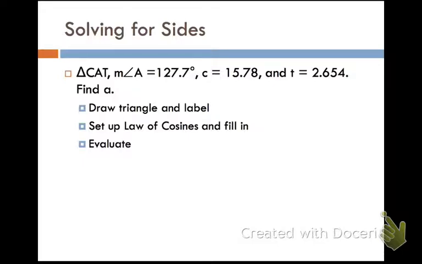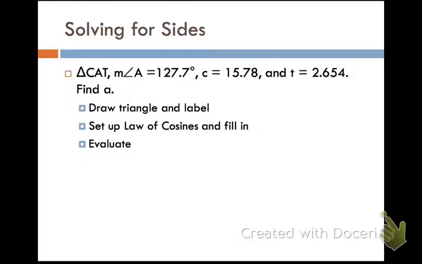And so let's go through an example. Hit pause if you want to jot this down, and then press play when you're ready to work through it. There are 3 general steps. You want to draw your triangle if you're not given one, label it, set up your law of cosines, fill in the values, and then evaluate. Solving for sides is a little bit easier than solving for angles.